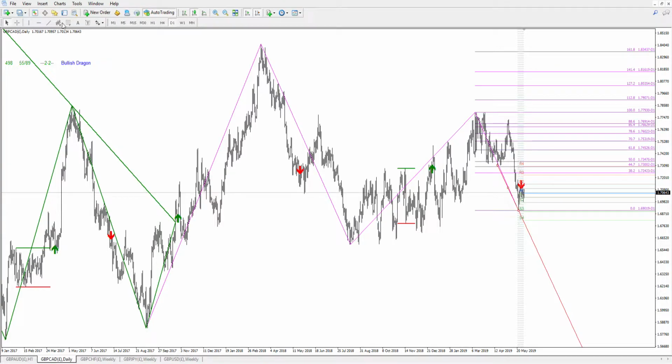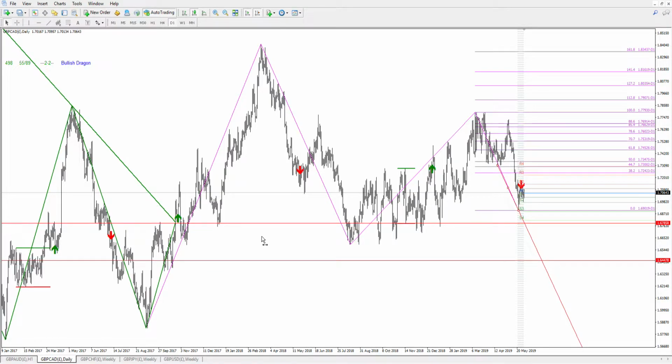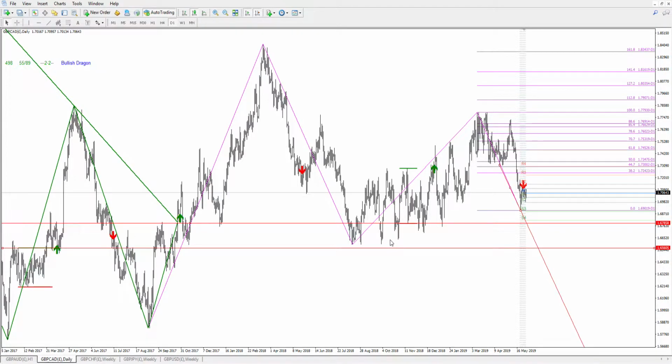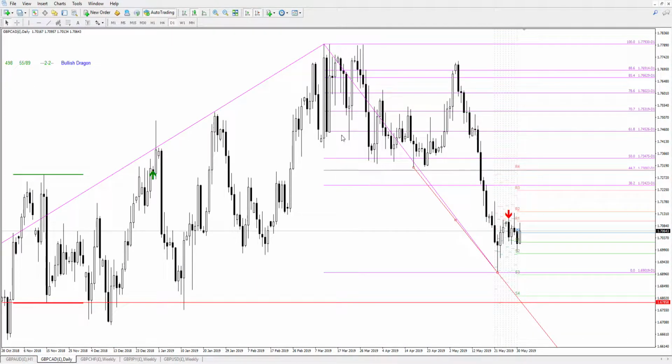So we've got some support here and here. Okay, it's interesting that D of the completion is that support on the monthly inside bar, more or less. Zoom in. So we know that 16785 is going to be a good test, should be a good support for the pound CAD.